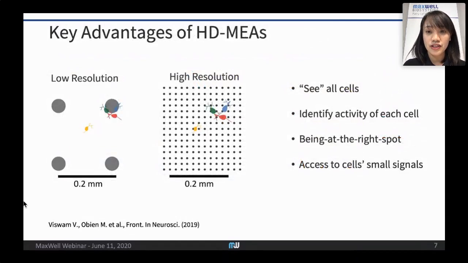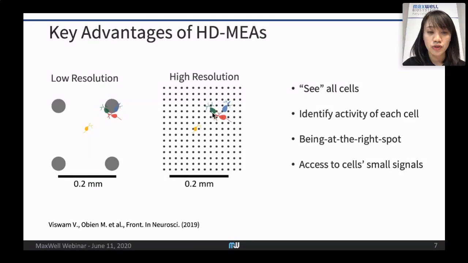So what are the key advantages of high-density microelectrode arrays as compared to low-density microelectrode arrays? So first of all, here on the left side, sometimes there are cells that are not detected by any electrode because it's in between them. For high-resolution MEAs, we can see all the cells because we have electrodes that can be very close to every neuron that is in the sample. Additionally, here you can see that there are 3 different cells close to one electrode. You will not be able to detect whether the signal that you're getting is from one cell or from 3 cells.